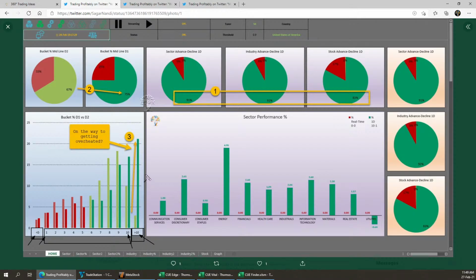And on this day, using real-time data, you can see this change. This light green, the previous day's percentage, was somewhere about 3%, below the 5% line. From 3% it jumped up to 21% or so during the day. When I saw that, I commented it was on the way to getting overheated. On that day, the market was very bullish. That was 24th February.